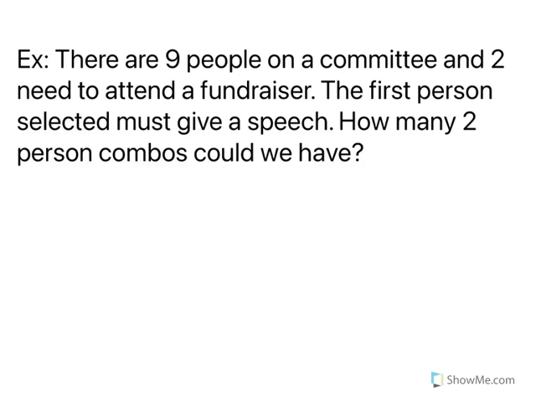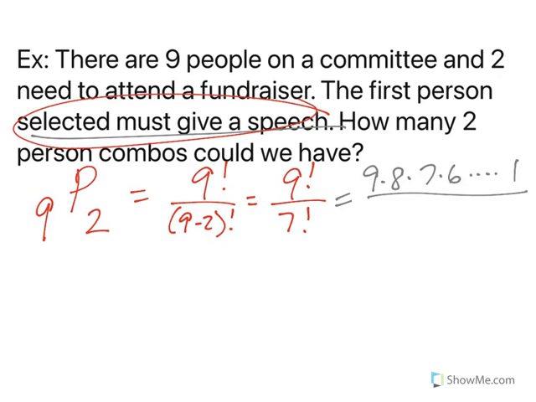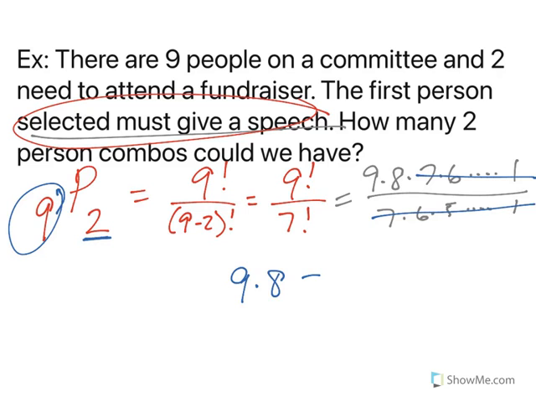There are 9 people on a committee and 2 need to attend a fundraiser. The first person selected must give a speech. Ugh. How many 2-person combos could we have? Okay, so the order matters because the first one's going to give a speech. So we have 9P2. That means 9 factorial over 9 minus 2 factorial, which is 9 factorial over 7 factorial. So again, this is 9 times 8 times 7 times 6 all the way down to 1, and 7 times 6 times 5 all the way down to 1. So these cancel out, and I'm just left with 9 times 8. Start with 9, 2 numbers. 9 times 8 is 72. So there are 72 different 2-person combos we could have based off this committee of 9. And that's the idea of permutations and using that formula.